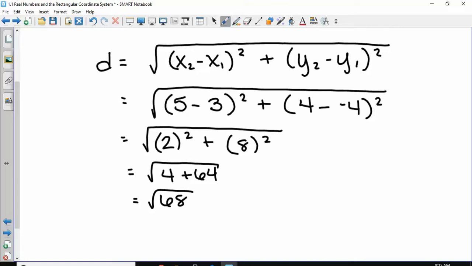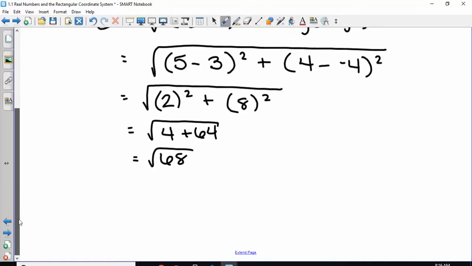4. So if you do 68 divided by 4, you get 17. So we can break it into a 4 and a 17. Square root of 4 is 2, so my answer is 2 radical 17.